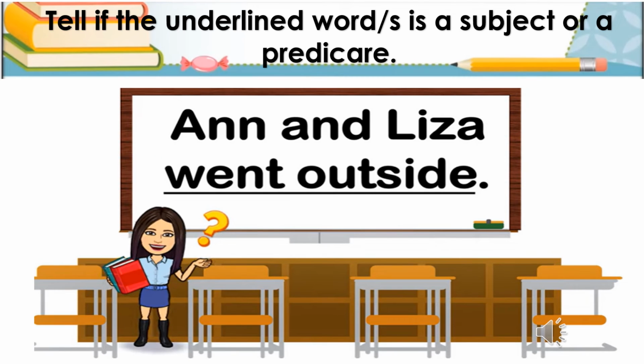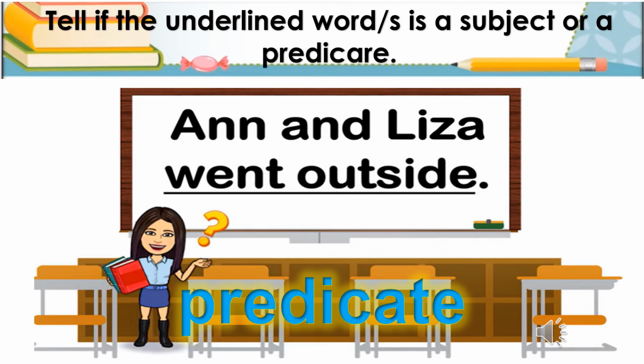Next, Anne and Lisa went outside. Si Anne at Lisa daw ay lumabas. So, went outside. Is it a subject or a predicate? If your answer is predicate, that is correct.